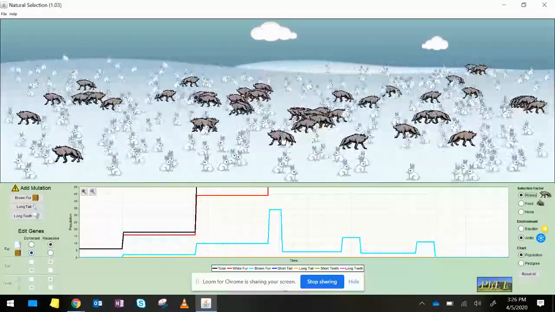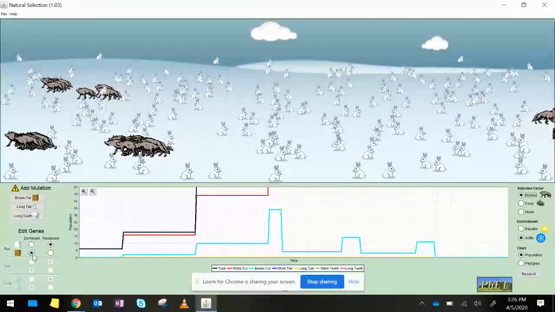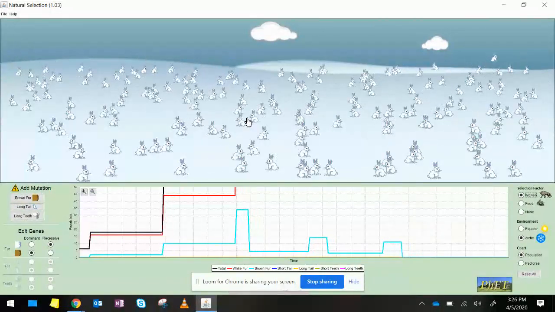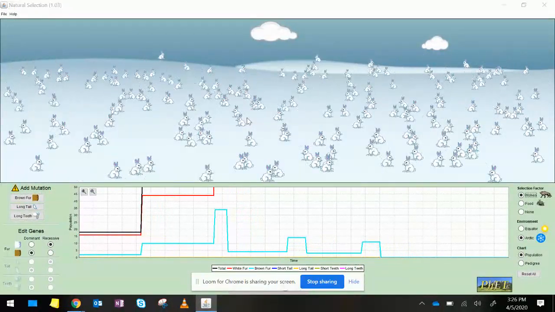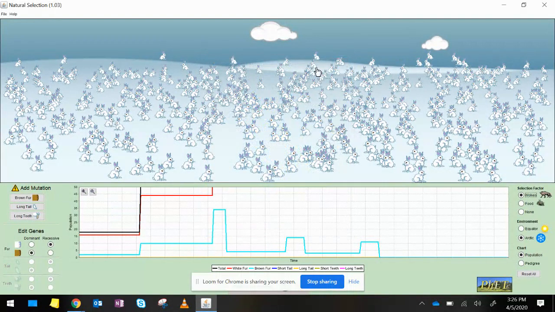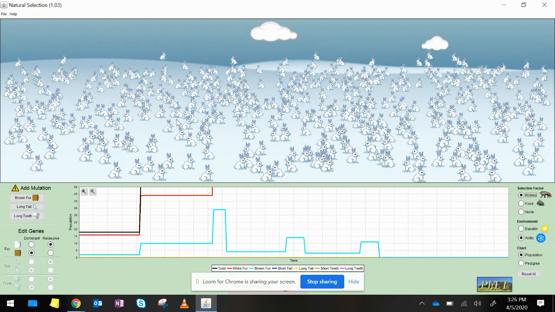So once the wolves take out all of the brown furred bunnies, there's no chance of getting brown fur back in the population. This is called an adaptation. The trait that best suited the bunnies for this situation was the variation of being white. That trait was selected for. That meant that trait got passed on. Those bunnies were able to survive in this environment and reproduce.